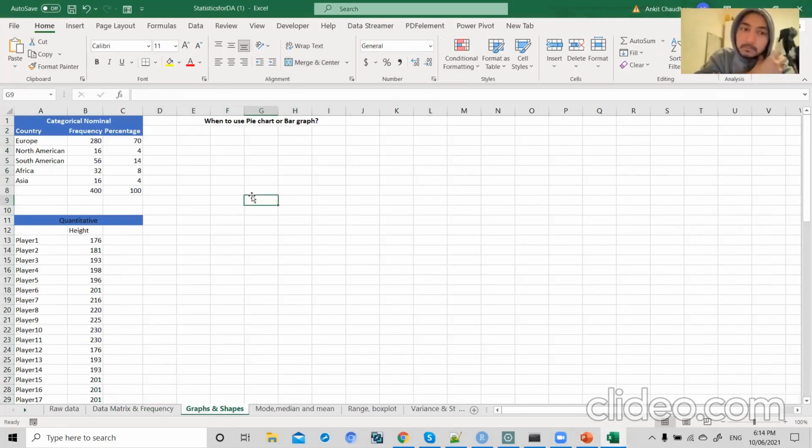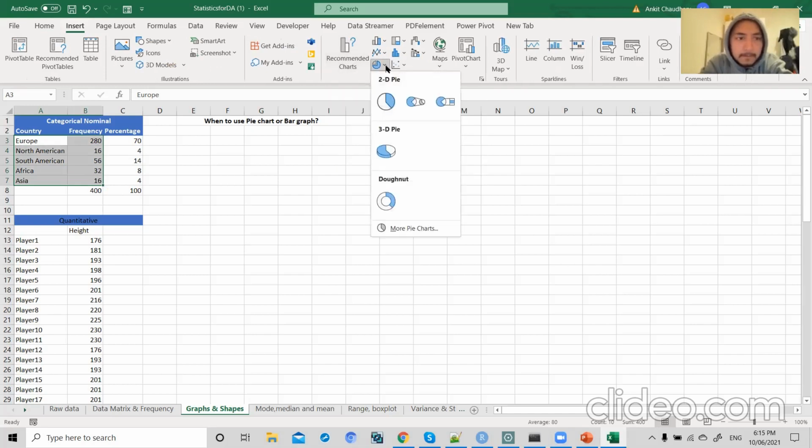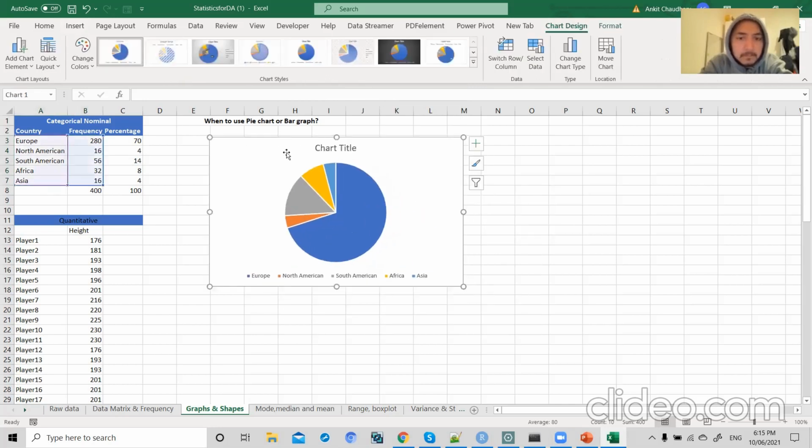Now, for example, we have this data: football players who belong to Europe. We have 250 football players from Europe, 16 from North America, and 36 from South America. What would be the best graph to visualize this? It's easy to show in a pie chart or a bar graph. With only that much, it will be easy in a pie chart. That makes sense, because once the number of countries increases, it will be difficult to visualize in a pie chart, and then we move to a bar graph.